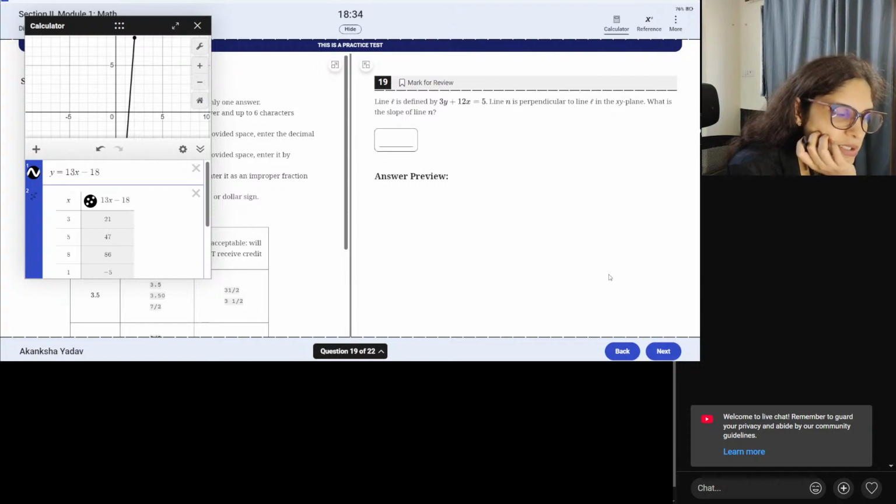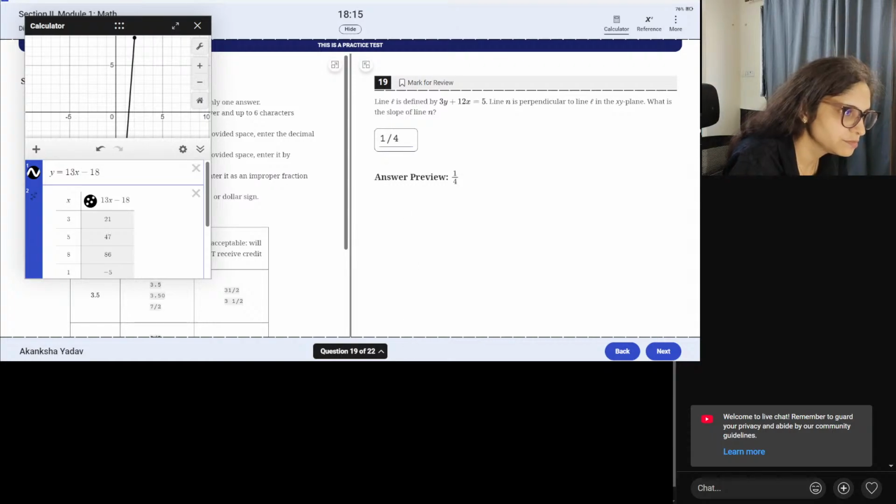Line L is defined by 3y plus 12x is equal to 5. N is perpendicular to L. What is the slope of line N? So first we'll find the slope of this line. Subtract 12x, negative 12x. Divide by 3, negative 4 is the slope of this line. 1/4 should be its perpendicular.